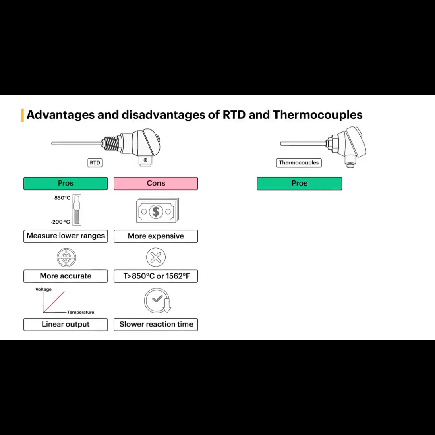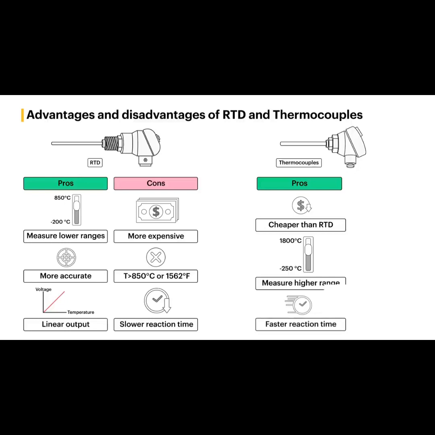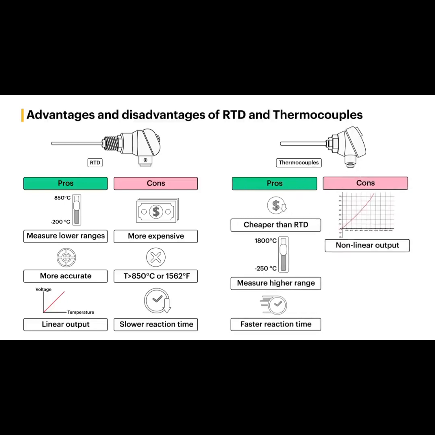And these are some thermocouple points to consider. Thermocouple is cheaper than RTD. Thermocouples can measure a higher range, and thermocouple reaction time is faster. The output of the thermocouple is nonlinear. Thermocouple has poor accuracy, and thermocouples have poor stability with output results.